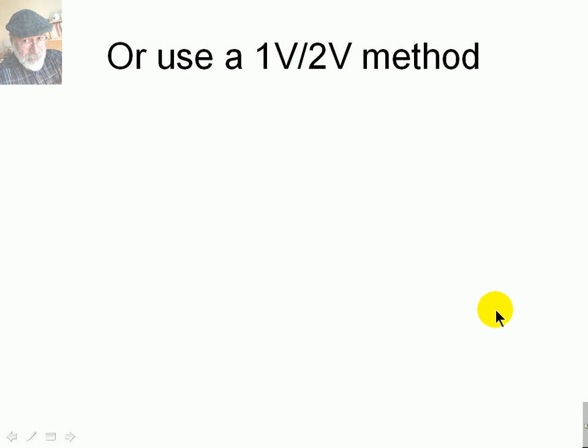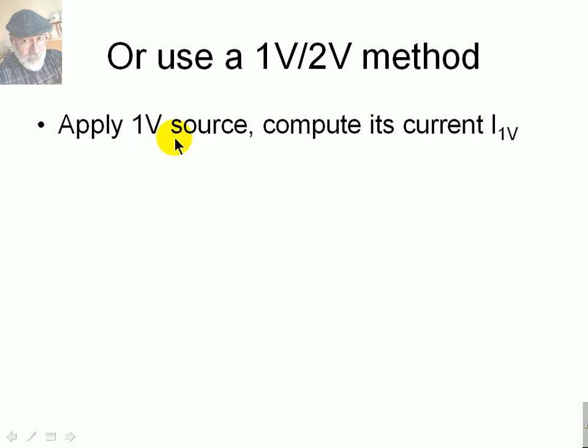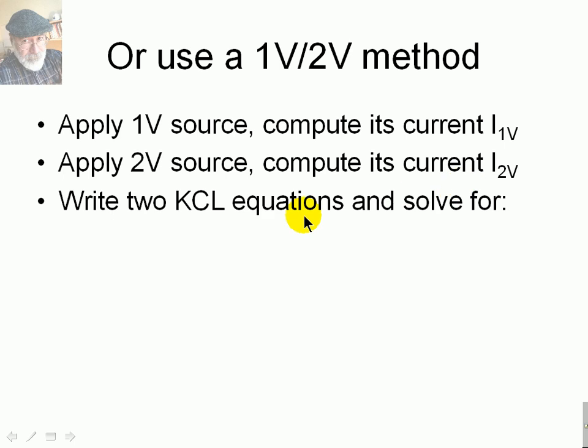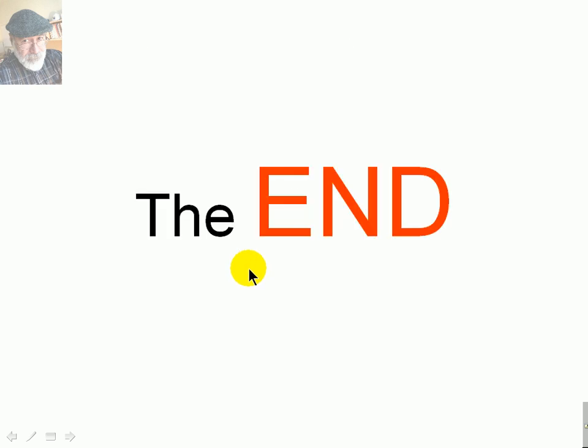You could alternatively use a 1 volt, 2 volt method. You apply a 1 volt voltage source at the port. You compute the current through it, I1 volt, and then you do the same with a 2 volt source. After that, you write two KCL equations and solve for I Norton and R Norton. I leave that to you, my students, as an exercise.